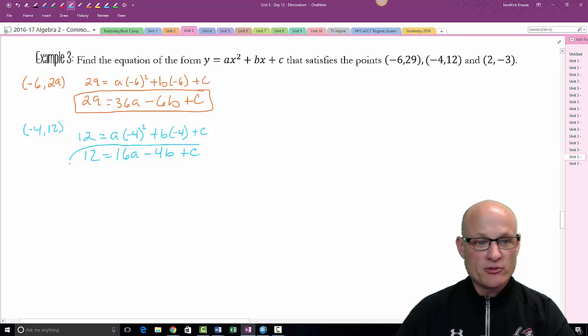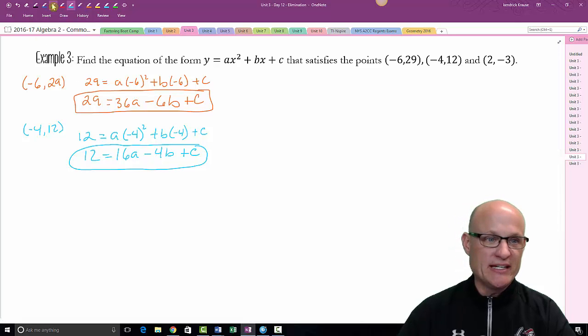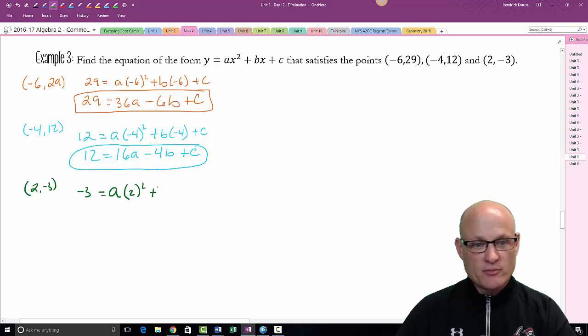There's equation number 2. Notice every single time we have just a lone C. That actually makes things a little bit easier. So now we're going to use this point 2, -3. So -3 goes in for Y. A times 2 squared, that's nice, plus B times 2 plus C. Or negative 3 is equal to 4A plus 2B plus C.